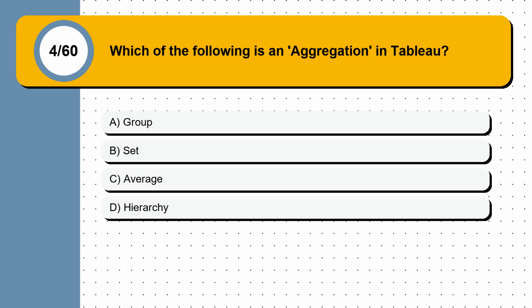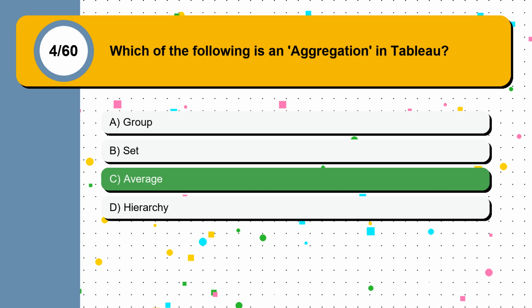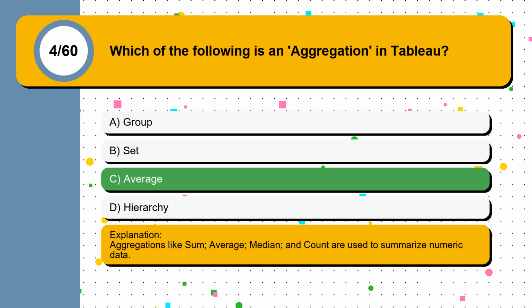Question 4. Which of the following is an aggregation in Tableau? Option A, group. Option B, set. Option C, average. Option D, hierarchy. The correct answer is option C, average. Aggregations like sum, average, median, and count are used to summarize numeric data.